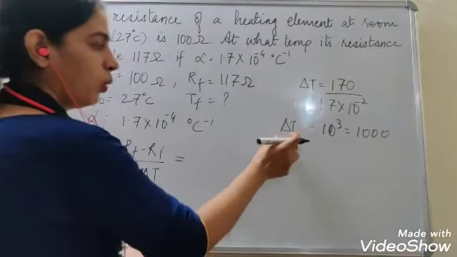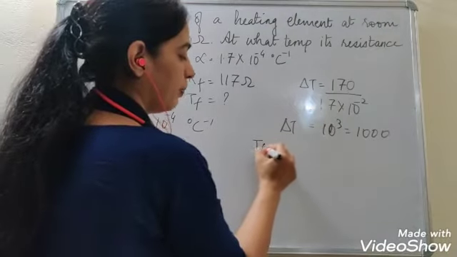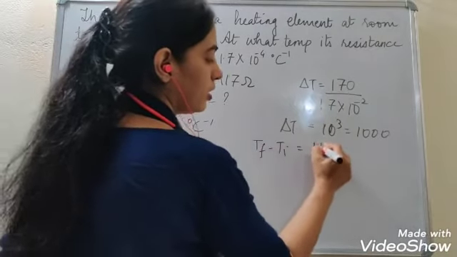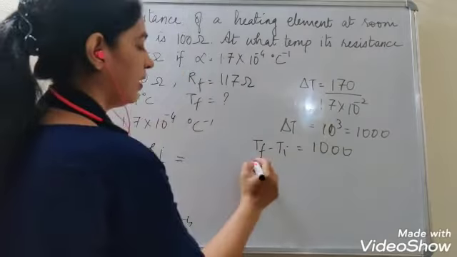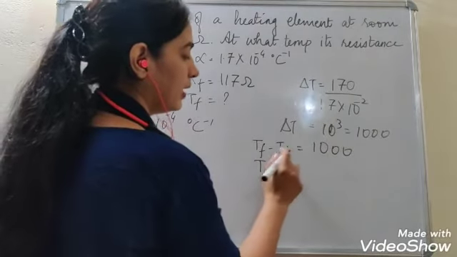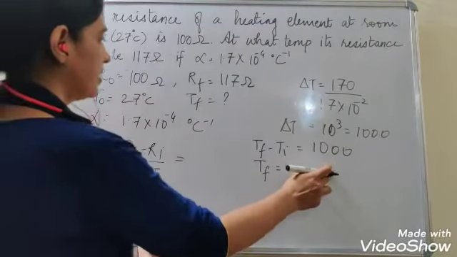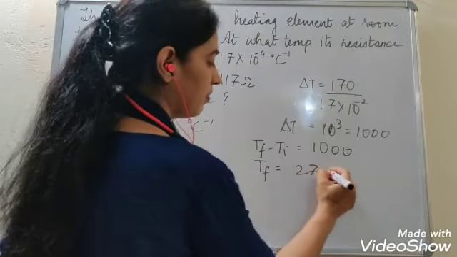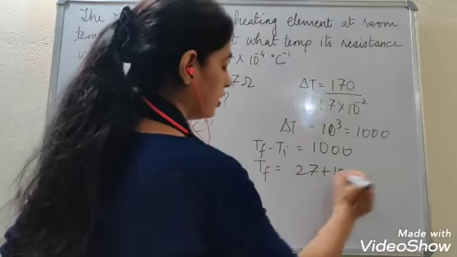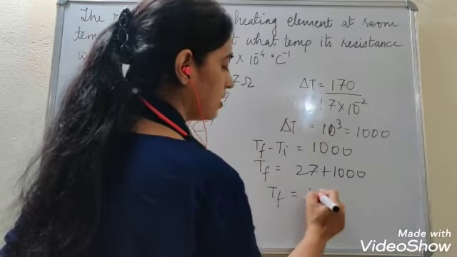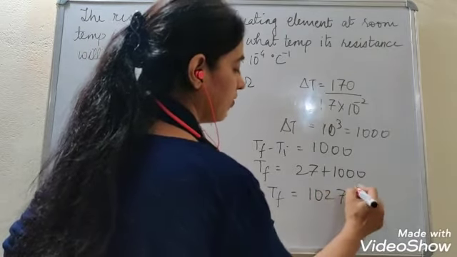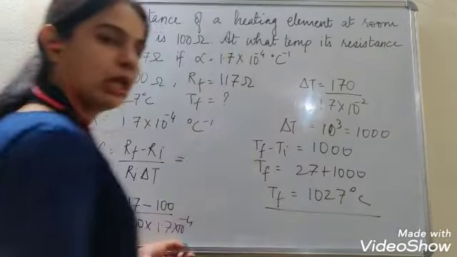Now what is delta T? Final temperature minus initial temperature is 1000. Final temperature we have to find, so taking the initial temperature to that side, initial temperature was 27 plus 1000, so the final temperature is 1027 degrees Celsius.